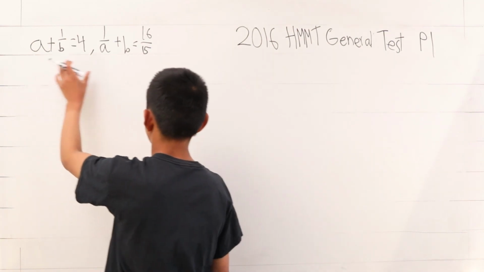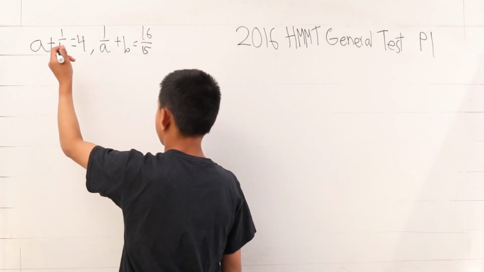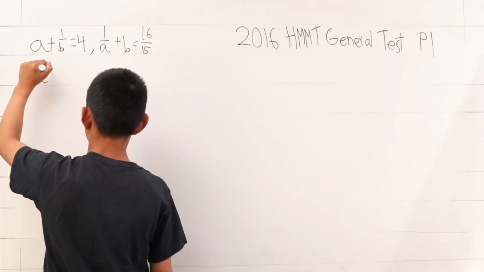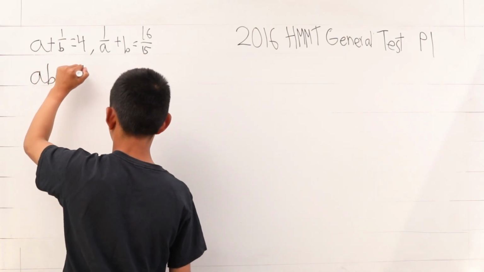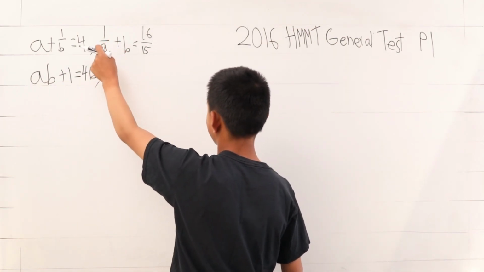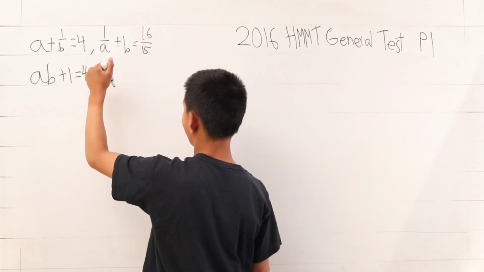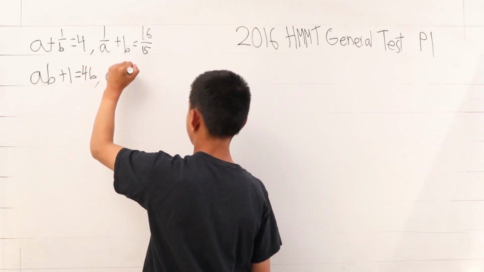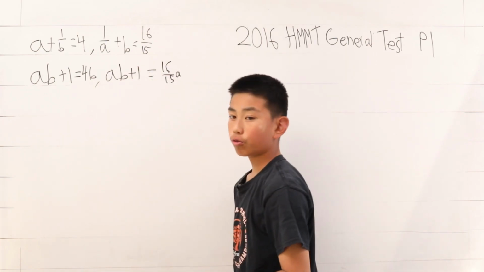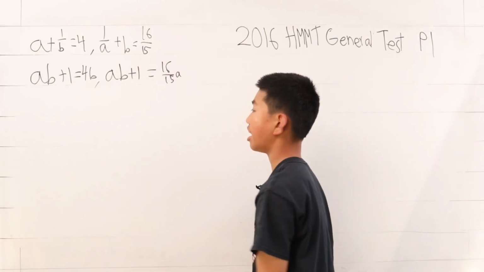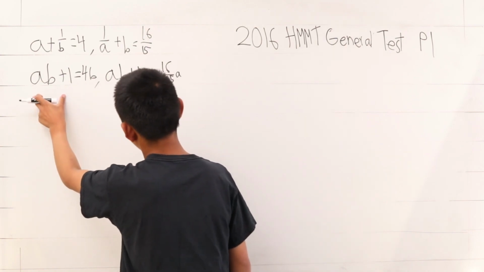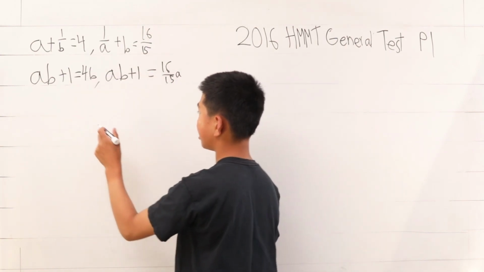Let's just take a look at these two equations. From this first one, we can multiply B on both sides to get rid of that over B. So we now have A times B plus 1 is equal to 4B. Now, we also multiply the second by A to get rid of the over A. So this is now A times B plus 1 is equal to 16 over 5 times A. Now, right here, we don't want to multiply by 5A, because we have these two, AB plus 1 and AB plus 1, that are equal. So we set these two to be equal.